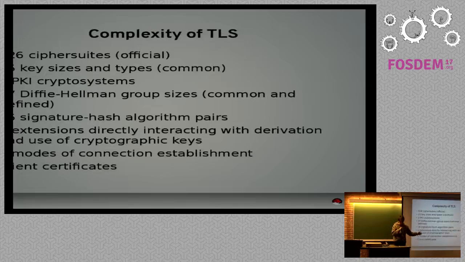Currently, we have over 300 cipher suites, just the official ones. There are also unofficial ones used by a very small minority of clients and servers. We commonly use about 15 different key sizes and types. That includes basically 4 different crypto systems. Commonly, there are something like 37 different Diffie-Hellman groups and 16 signature and hash algorithm pairs. It's a complex protocol, and most of it is a mess.